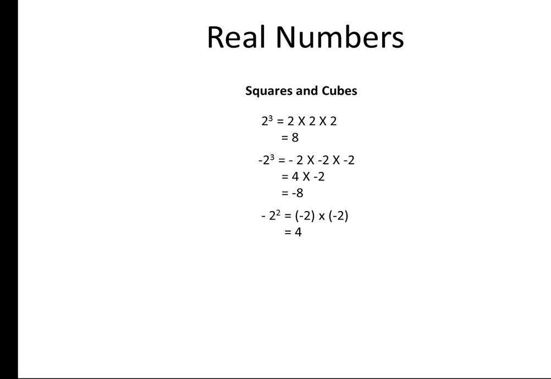Then, if we have minus 2 squared, we have a very different situation, because we're taking minus 2 times minus 2, and minus times minus will result in a positive answer, 4. The square of any negative number is always positive. It doesn't need to be 2, it can be 3, 4, 5, 6, or 7. If you take a negative number and multiply it by itself, you get a positive result.